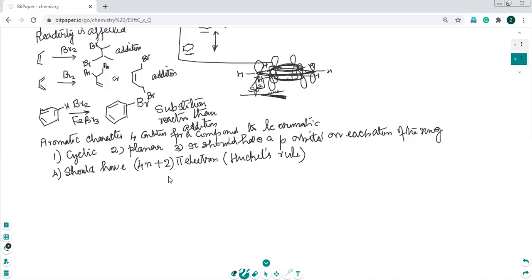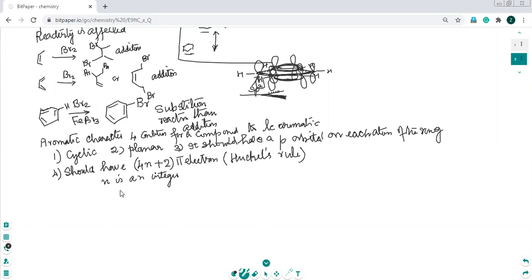Such molecules are aromatic molecules. Now what about this one? And what is this n? n is an integer, starting from 0, of course. 0 is an integer, right? Normally a positive integer.